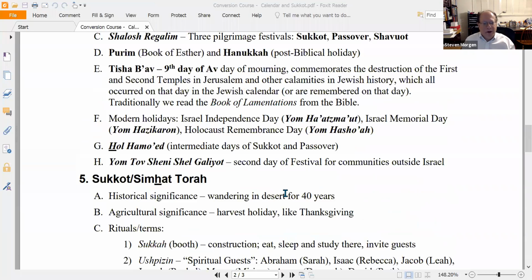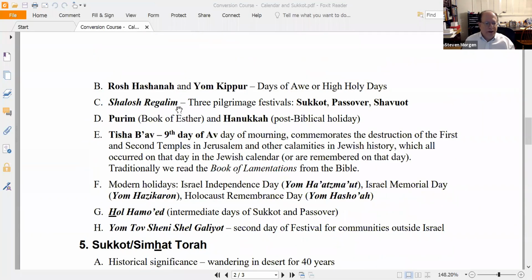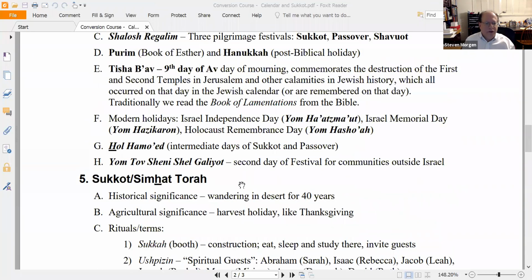All of the 3 pilgrimage festivals, the Shalosh Regalim, have 2 major aspects about them. Number 1, they were agricultural festivals, meaning they were harvest festivals. You would go out and harvest your crops and bring them in and then celebrate to God because you had a good harvest, right? Thank God that we had some food and we're going to celebrate. So there was a harvest festival aspect to it.